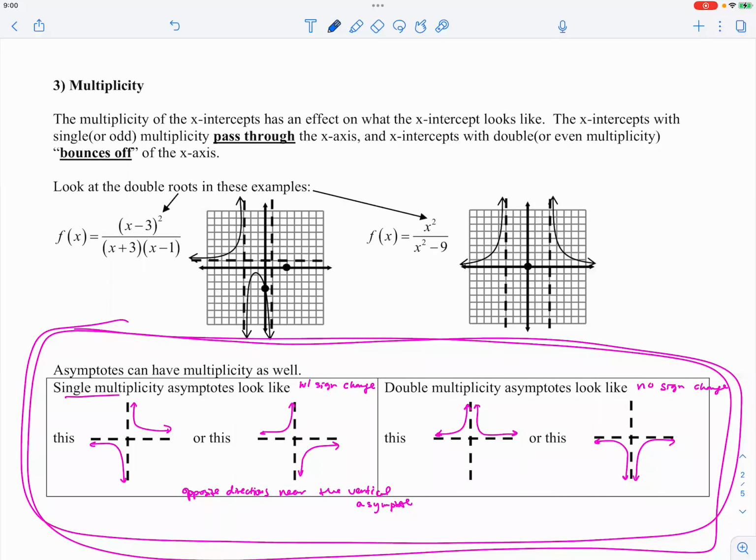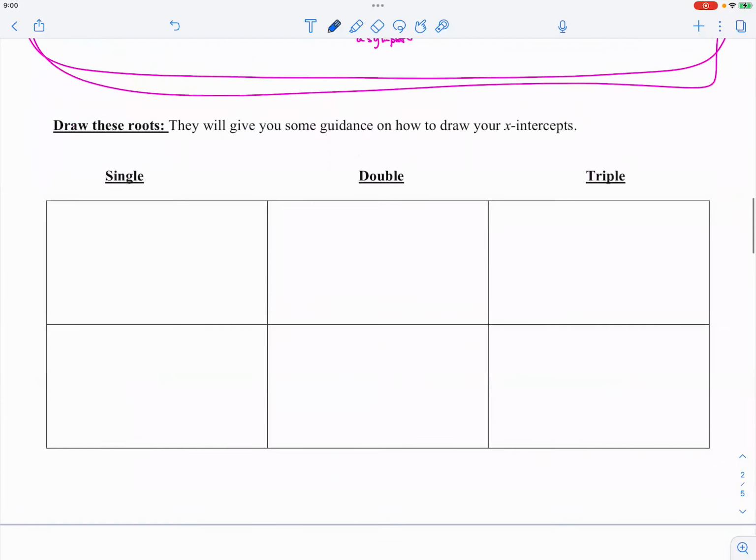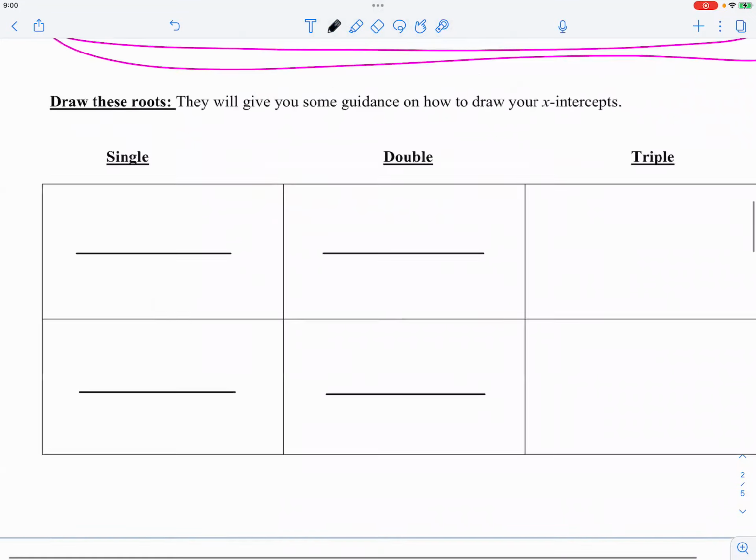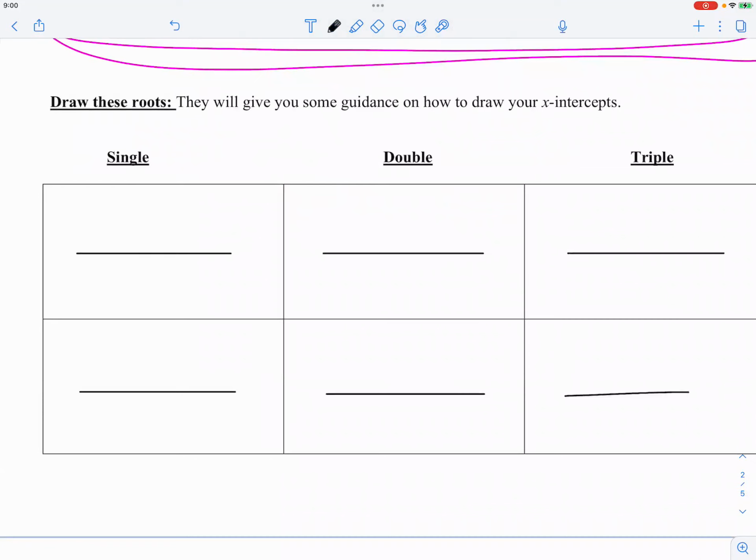We sort of talked about multiplicity without using the word multiplicity. So think about this. If you think of linear equations, if you go to the bottom of the page where you have 6 boxes, could you go ahead and draw 6 straight lines? So we did something called multiplicity, but without using the word multiplicity. To get you started, think about this.